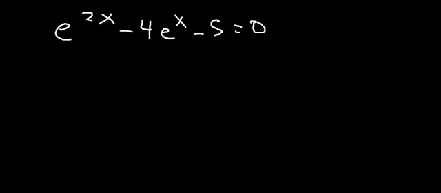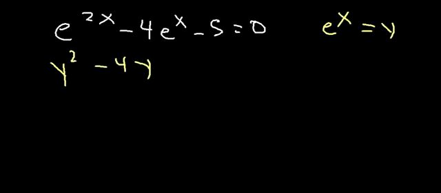Try this problem: e to the 2x minus 4 e to the x minus 5 equals 0. How would you do that problem? The best way to solve it is by using substitution. We're going to replace e to the x with y. So then this becomes y squared minus 4y minus 5 is equal to 0.